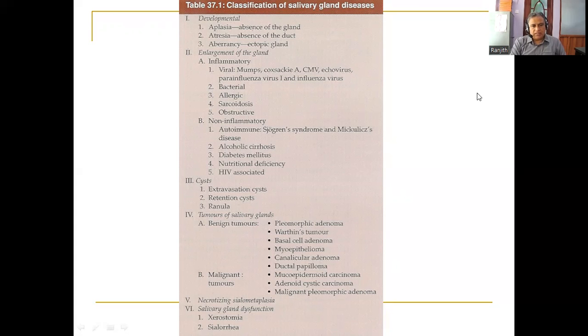Now, the sixth is salivary gland dysfunction, that is, physiological dysfunction. It's caused by either xerostomia or sialorrhea. Xerostomia is dry mouth or decreased salivary secretion, and sialorrhea is the opposite, which is increased salivary secretion.